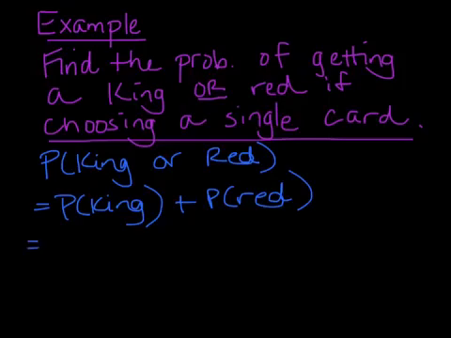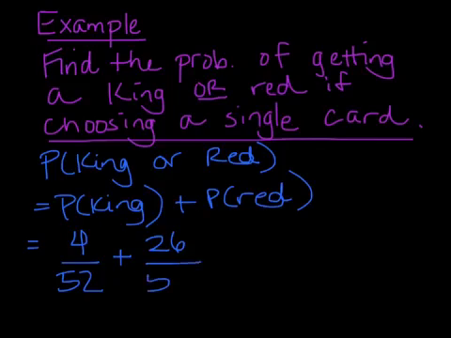So the chance of me getting a king, there's 4 kings out of 52. This is not an "and" probability. I'm using the word "or," so I'm not assuming I took kings out, so it's not going to affect the chances of me getting a red. So I have 4 kings out of 52. I have 26 reds out of 52. So if I'm trying to find the chance of getting a king or a red, then either one of these will make that happen.